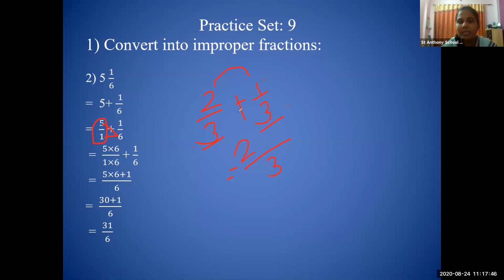2 remains as it is, plus sign है यहाँ पे, so the plus sign will come down and 1 will come down. Now, 2 plus 1 is equal to what? 3. 3 upon 3 will be the answer. But 3 upon 3, 3 को 3 से divide किया तो हमको answer कितना मिलेगा? 1 only, right?